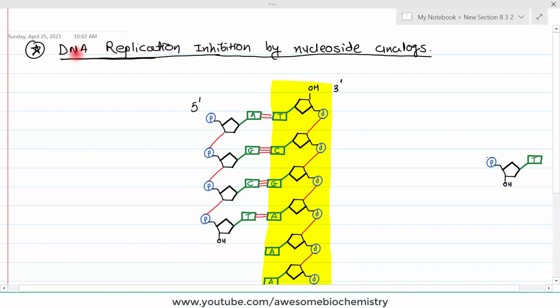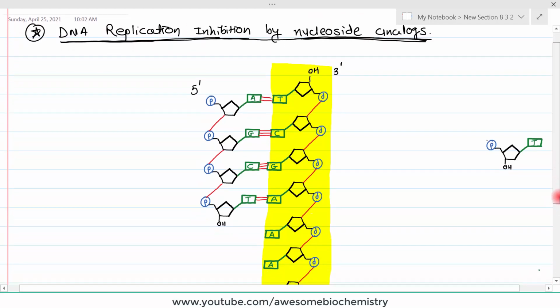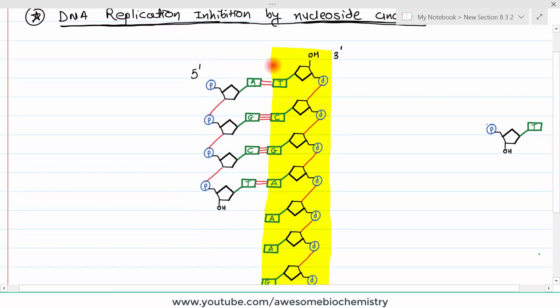In this video tutorial, I am going to discuss DNA replication inhibition by specifically nucleoside analogues. To better understand this replication inhibition by nucleoside analogues, first we need some insight into the DNA replication process, and then we can understand various strategies by which these nucleoside analogues are successful in inhibiting DNA replication. As you can see over here, this is the DNA replication ongoing.